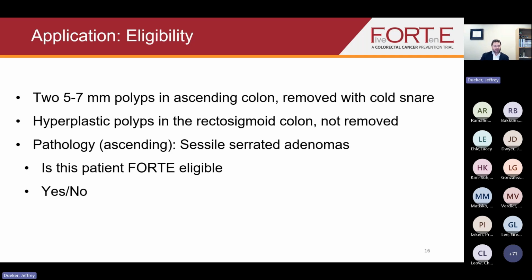In this case, there are 2 polyps, 5 to 7 millimeters, in the ascending colon. They are removed with the cold snare. Additionally, hyperplastic polyps are noted in the rectosigmoid colon. I didn't mention this, but let's say they were small, all less than 10 millimeters, but they were not removed. The pathology of the ascending, because that's the only pathology you have, says sessile serrated adenomas. Is this patient FORTE eligible? Yes or no?